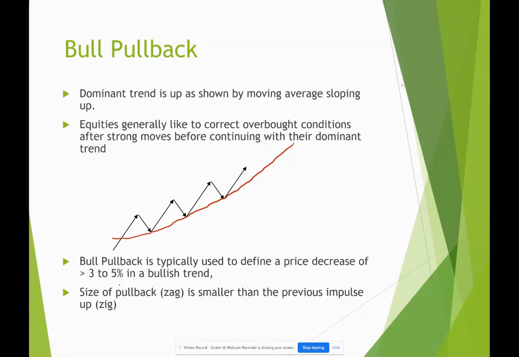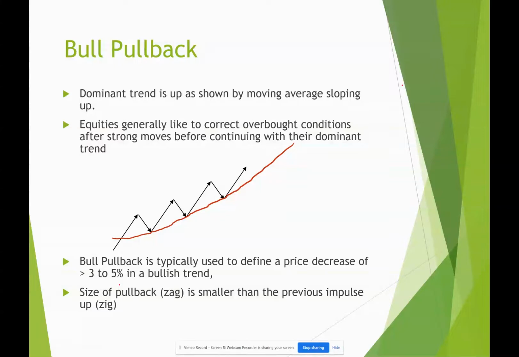Now, what happens is that equities, or actually any asset class, generally like to correct overbought conditions after strong moves before continuing with their dominant trend. So what we need to do is determine what the dominant trend is and then wait for bull pullbacks, and we buy the dip. Okay, so this is really dip buying.